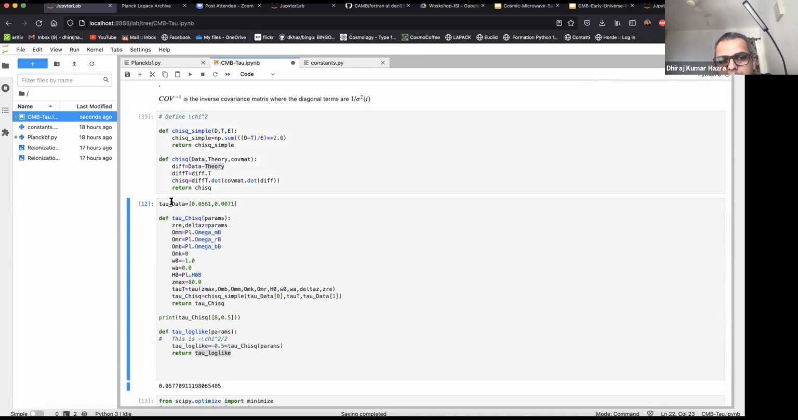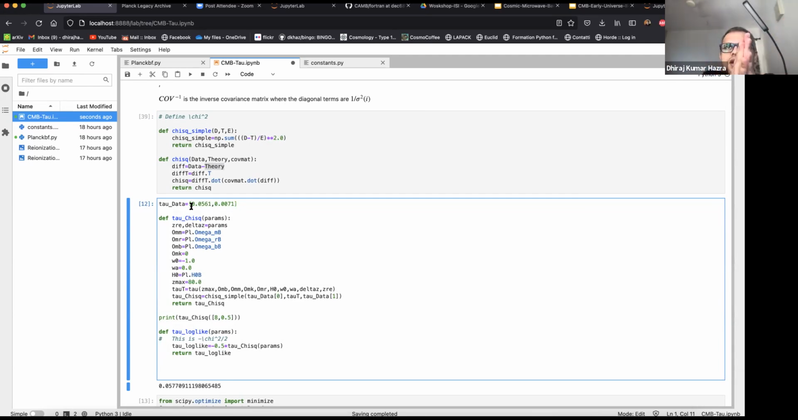Tau data: I have a single point from the Planck observation. We have constrained a baseline model. I'm using the part of the baseline model where I'm assuming the tanh model, but I am allowing the width to freely vary. But I am using the constraint of the tau data.